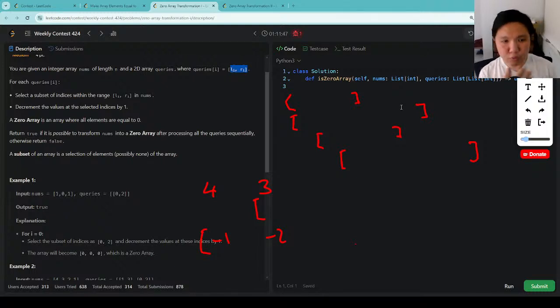This is the kind of question where you sort of have to ask yourself, what is the ideal data structure here? What would be the best data structure to use in a question like this?